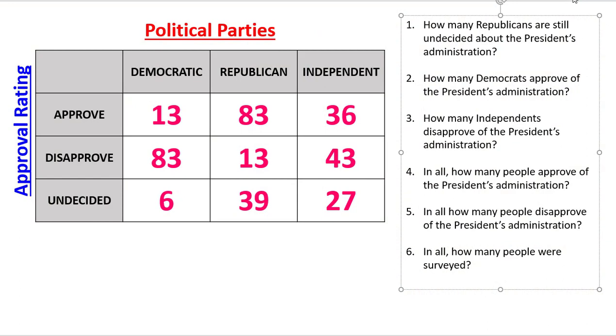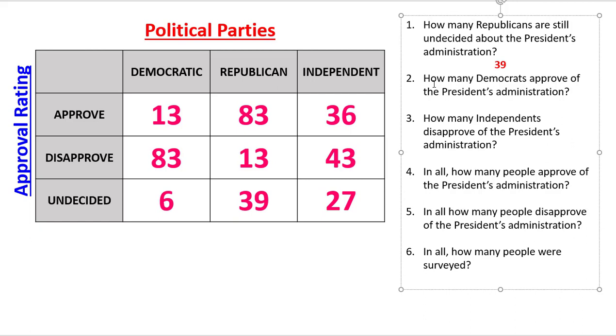So now we're going to look at some examples of how we can use a two-way frequency table to answer certain questions. And we can practice how to read the table. Question number 1 says, how many Republicans are still undecided about the president's administration? To find the answer, we would go to the column for Republicans and look for the row about undecided. So this is the column and this is the row. There are 39 Republicans who are still undecided about the president's administration. So we're just going to write that in. 39.